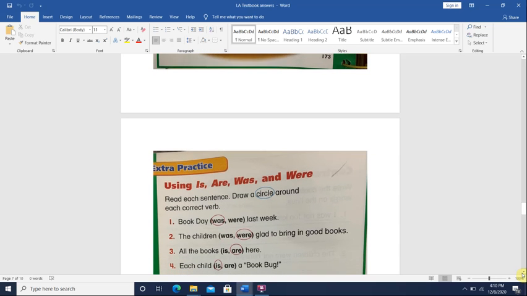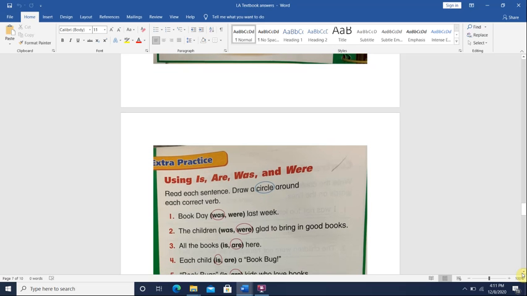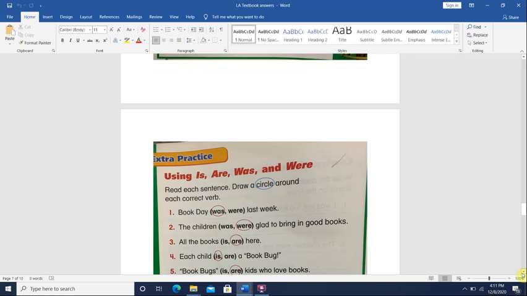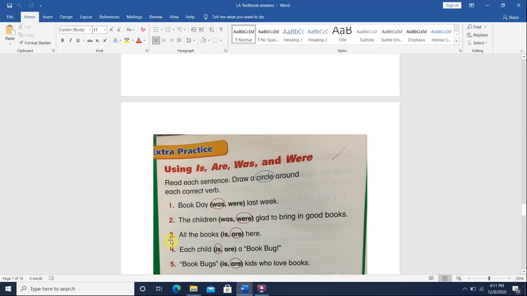Each child means one child is a book bug. A book bug here means a person who likes to read. Okay, so each child is a book bug. We use the word is because we are talking about only one child. Book bugs here are kids who love books. Okay, book bugs here are the title for more than one kid. So that's why we chose are.